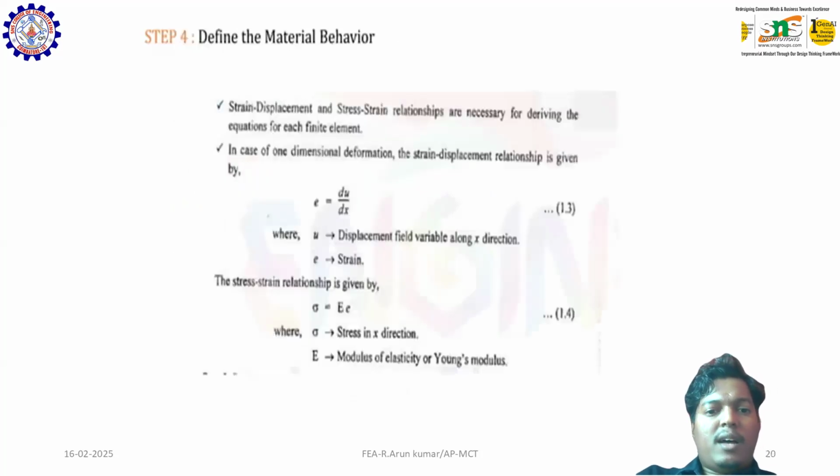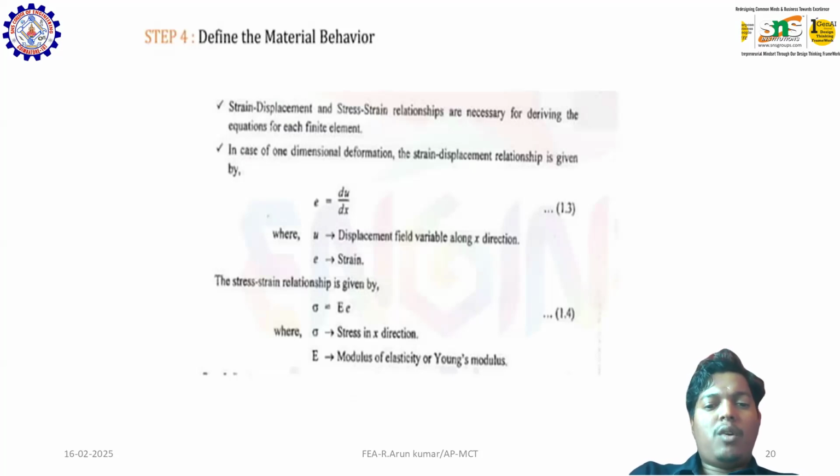The next one is defining the material behavior. Based upon your property, you have to understand what property you give the element. For example, element one is aluminum and element two is copper. The strain displacement or stress strain relationships are necessary for deriving the finite element equations. This is the simple formation of the strain displacement function. We will deal with certain formulas in unit 4. What is the meaning of the strain displacement relationship?